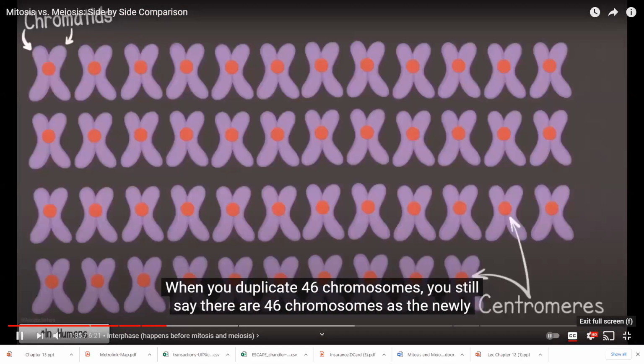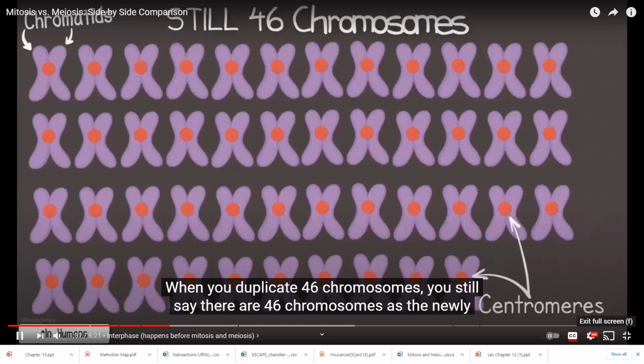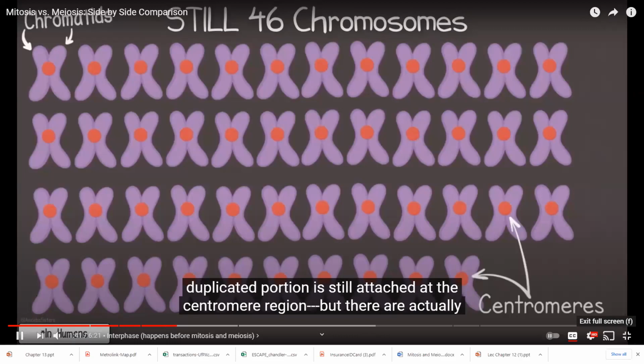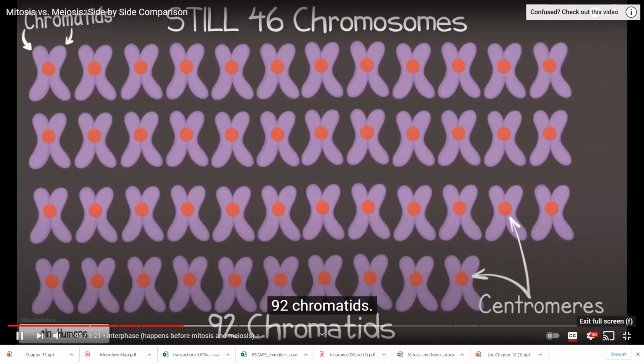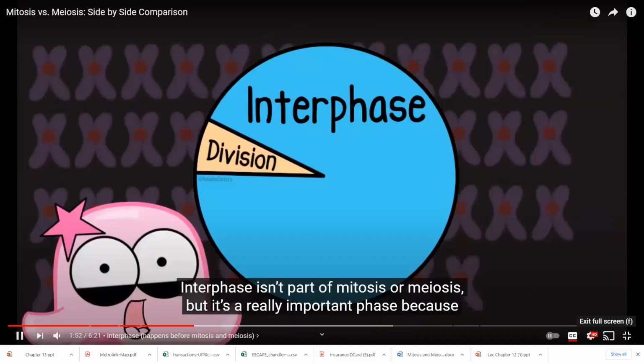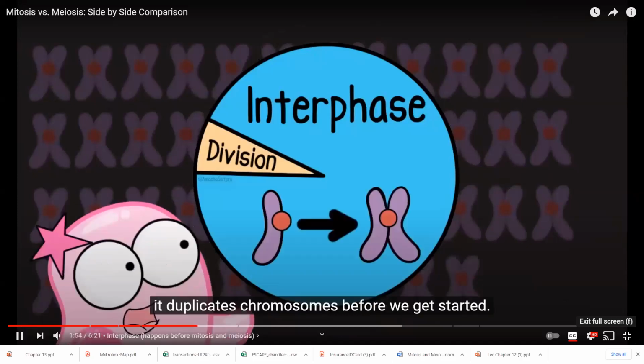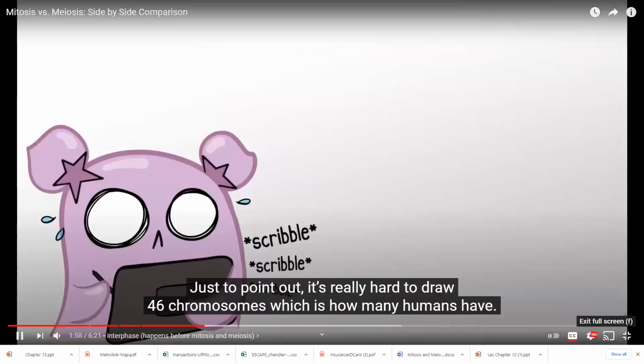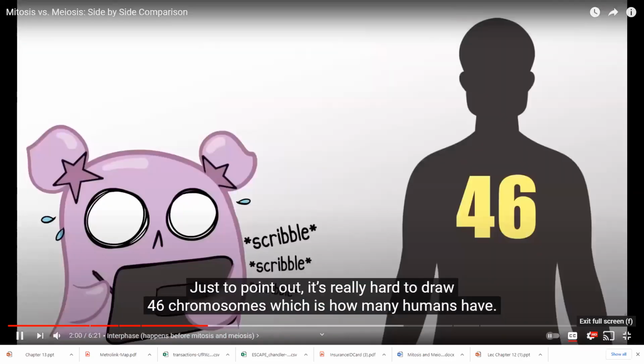When you duplicate 46 chromosomes, you still say there are 46 chromosomes, as the newly duplicated portion is still attached at the centromere region. But there are actually 92 chromatids. Interphase isn't part of mitosis or meiosis, but it's a really important phase because it duplicates chromosomes before we get started. Just to point out, it's really hard to draw 46 chromosomes.